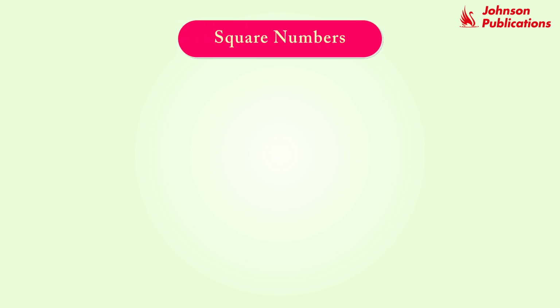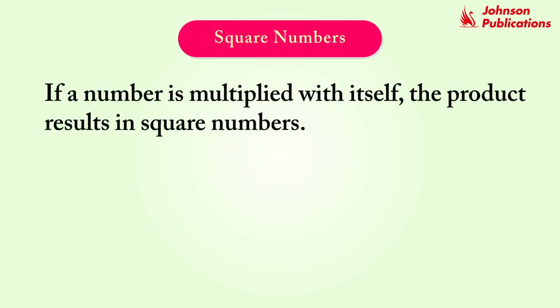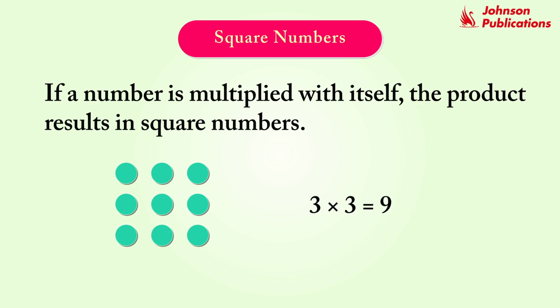Square numbers. If a number is multiplied with itself, the product results in a square number. Let us draw dots in 3 rows and 3 columns to show this multiplication sentence. Observe that the shape of the arrangement of dots is a square. Thus, the number 9 is a square number.